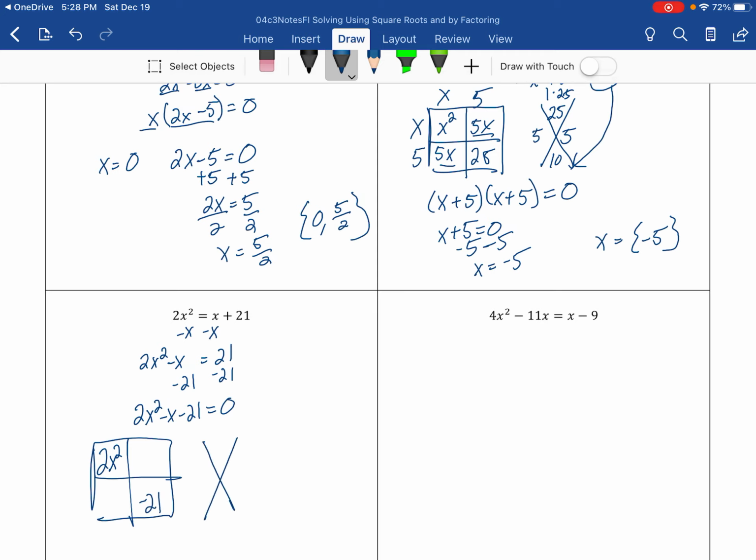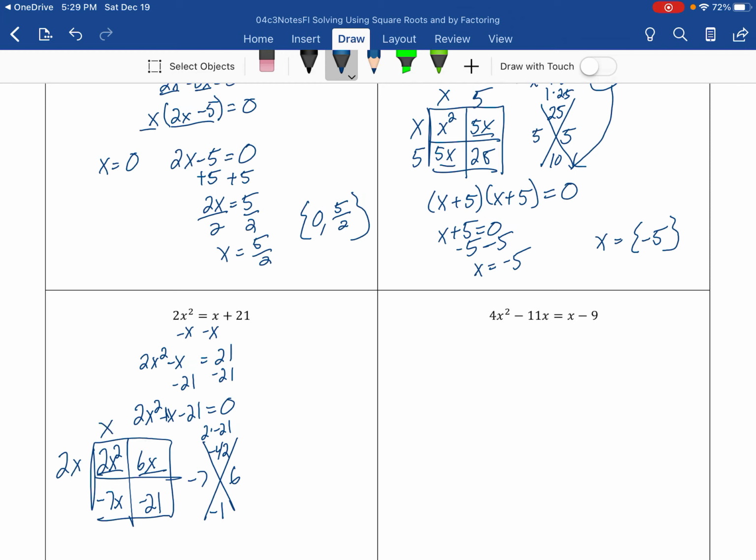I put my 2x squared in here, -21 here. Now I have to figure out 2 numbers. This is going to be 2 times -21. They multiply to be -42 and add to be -1, because my b term is -1. I'm going to give this away. It's going to be -7 and +6. You can use Desmos to find these. So this is going to be -7x and 6x.